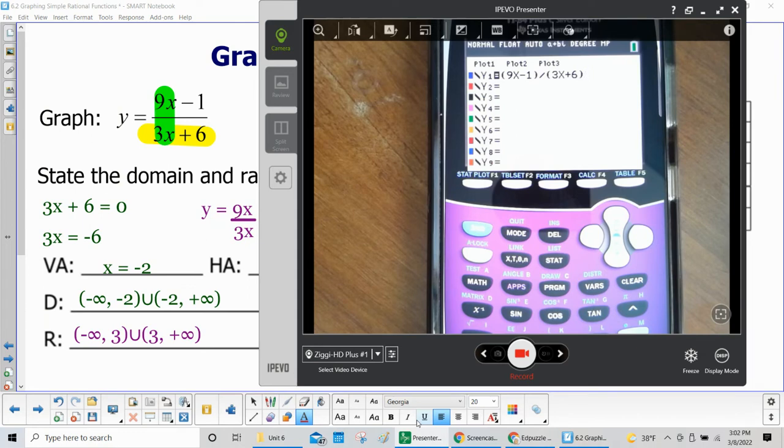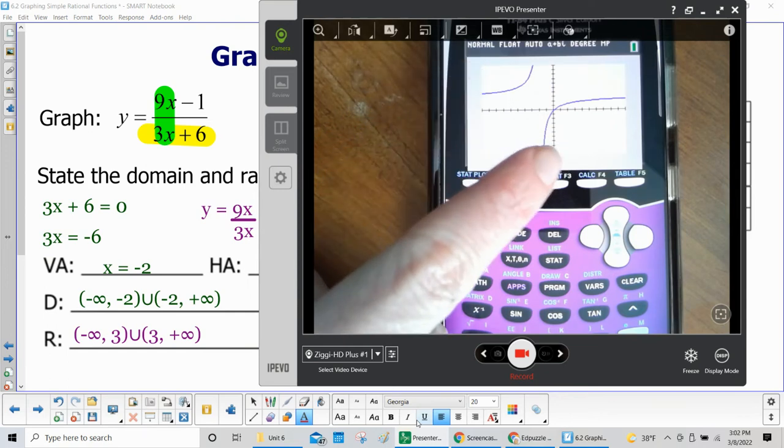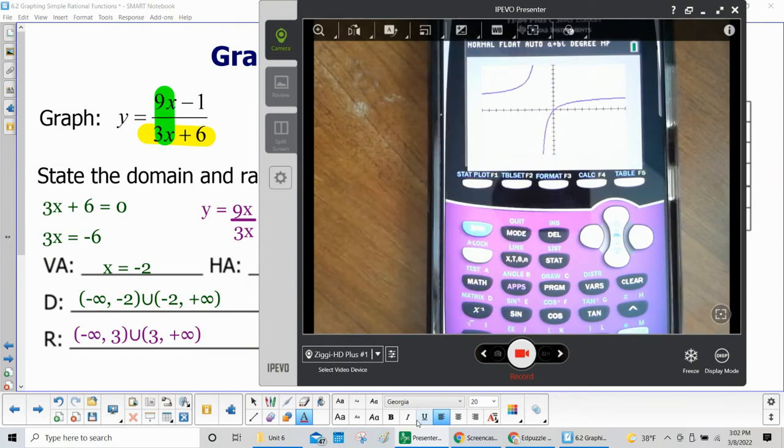So here's our equation. If I go ahead and graph it, I should see a graph that's in kind of the second quadrant area, and then we have one that's in the fourth quadrant area. So it's split around our asymptotes.